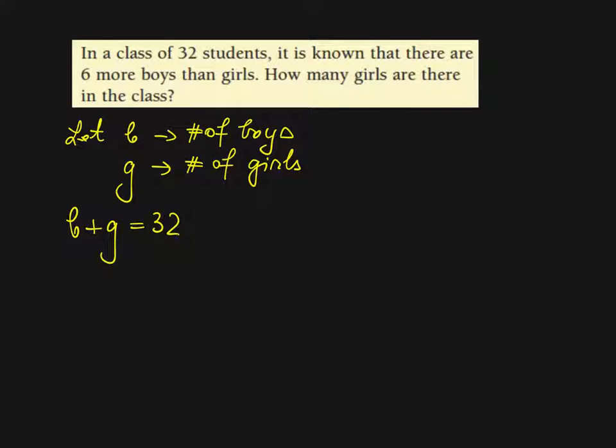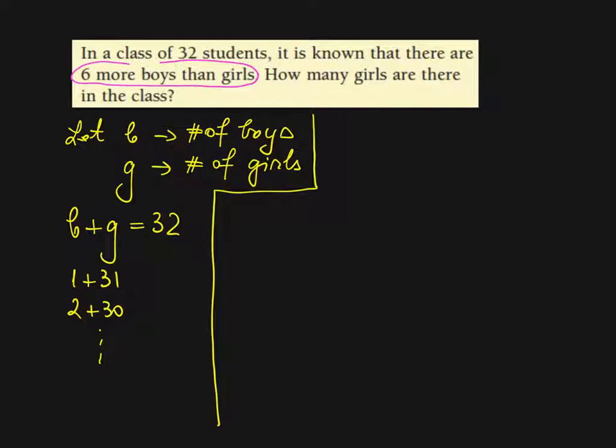Well, what do I do next? I have 2 variables, boys and girls. I can have 1 plus 31. I can have 2 plus 30, and so on. There are many possibilities. But, as I said, those students will feel stuck because they missed a bit of information. There are 6 more boys than girls. So boys and girls are related. If we think of a representation, there are more boys than girls.